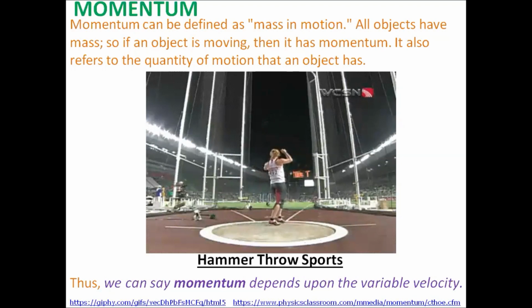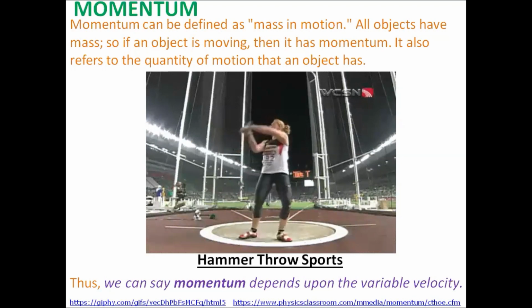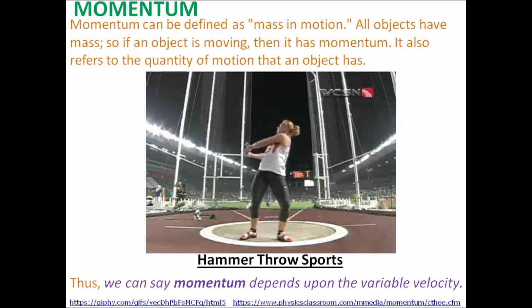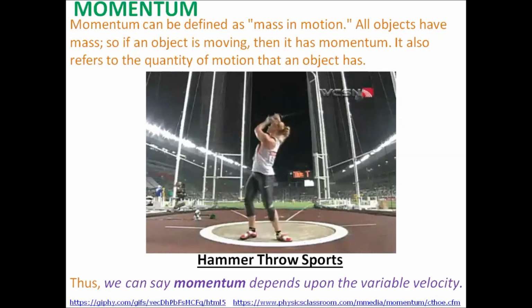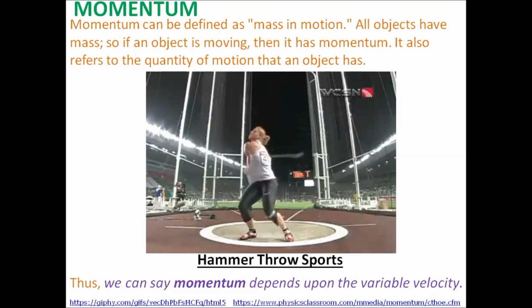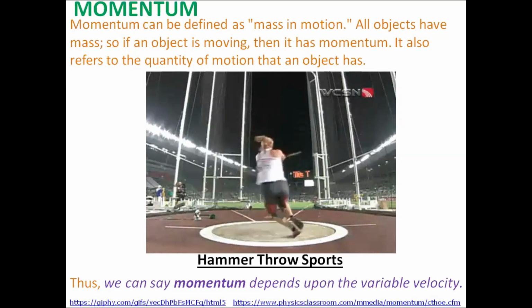From the given animation, we can see that an athlete spins many times before throwing the ball. By doing so, the athlete increases the momentum of the ball continuously by increasing the velocity of the ball. Thus, we can say momentum depends upon the variable velocity.